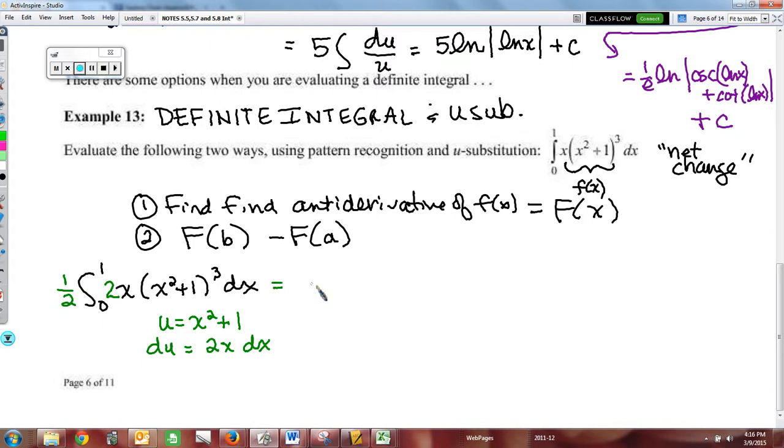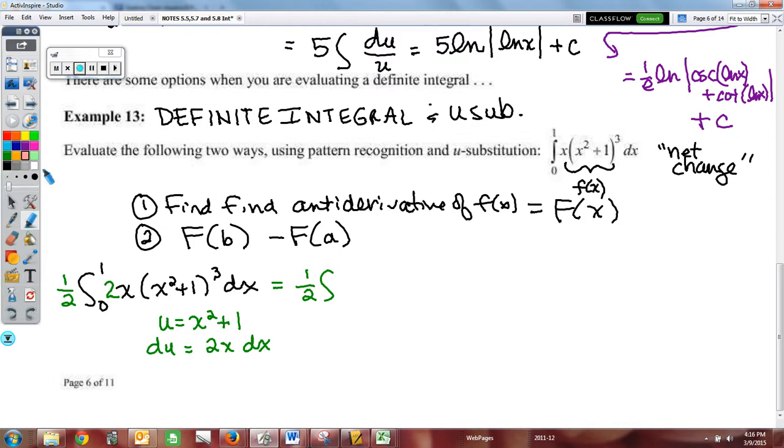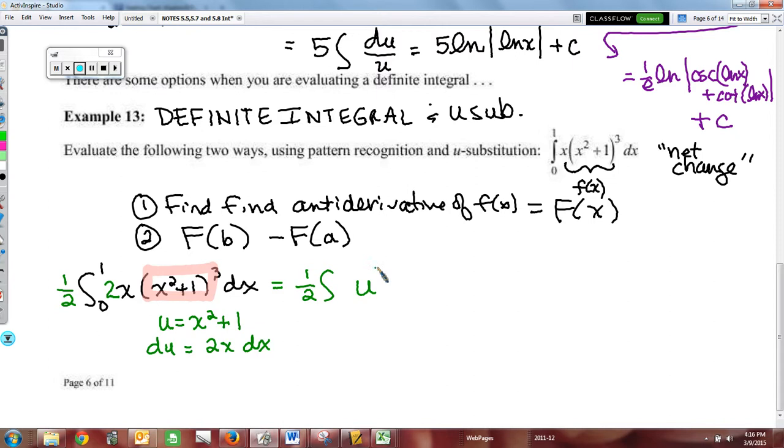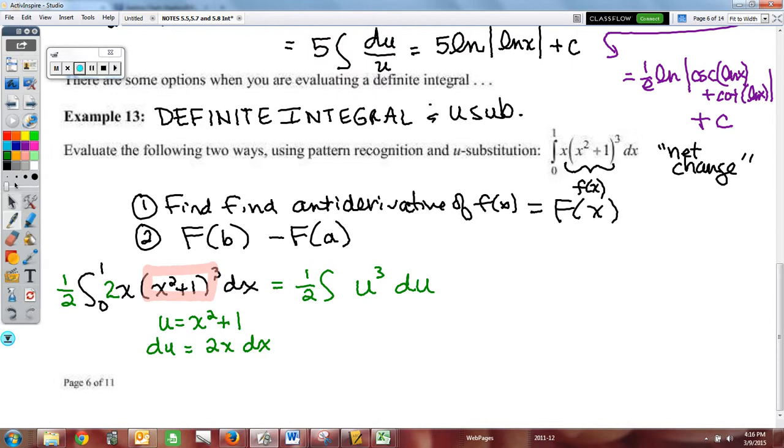Now here's where a little bit of the difference comes in. If I'm going to change this over to my u's, I'm going to pack it back up into the box. We recognize that our box is going to be u cubed. So I pack it back in, so I have u cubed, and the stuff that gets packed back in becomes du.